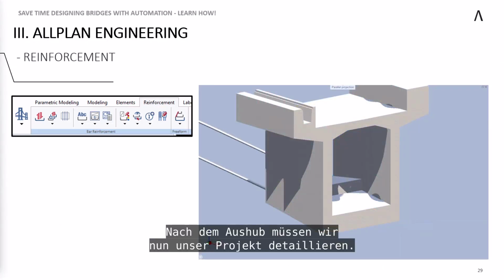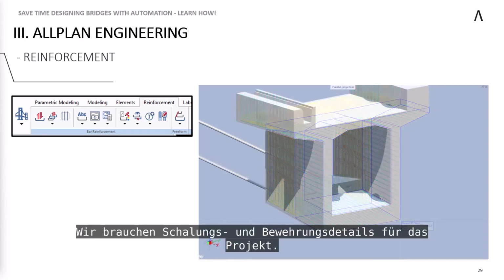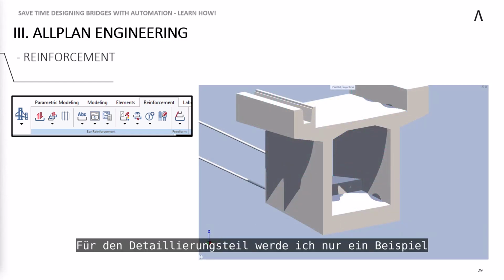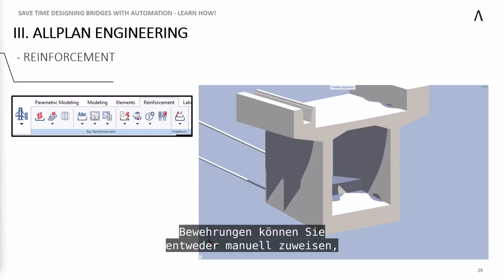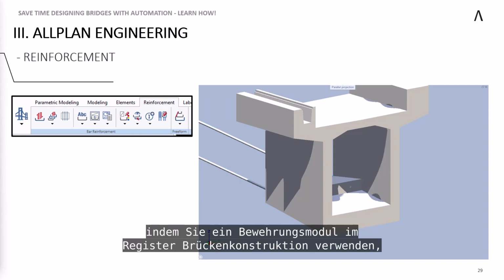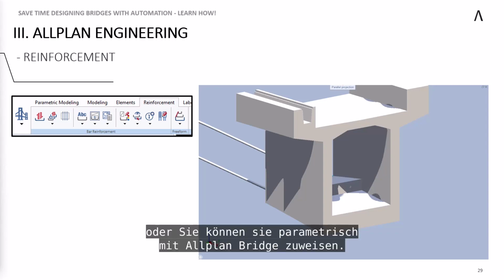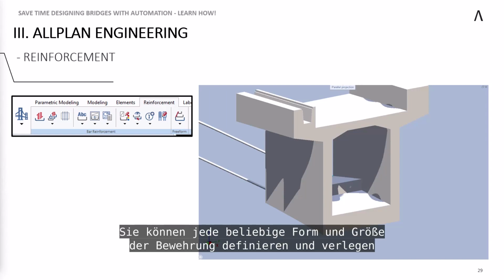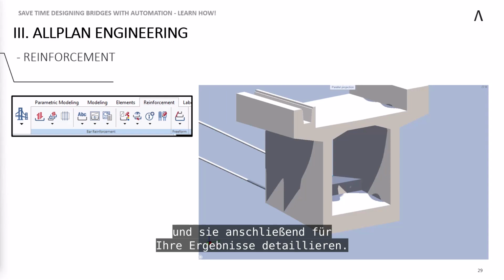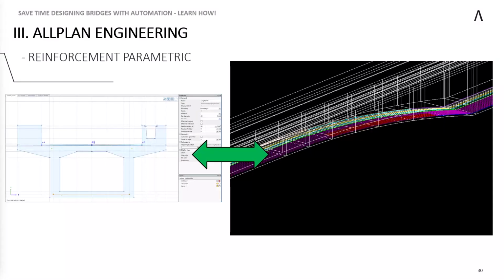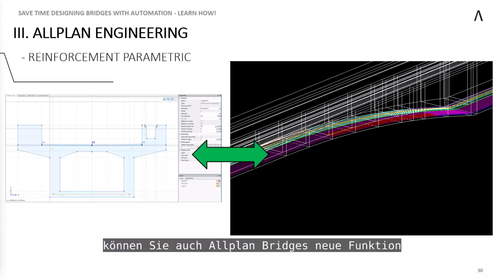Now, after the excavation, we need to detail our project. We need formwork and reinforcement details. For the detailing part, I will only give an example for assigning reinforcements and preparing deliverables with them. For reinforcements, you can either assign them manually by using the reinforcement module in the Bridge Construction tab, or you can assign them parametrically with All Plan Bridge. Any kind of shape and size of reinforcement can be defined and placed, and after that they can be detailed for your deliverables. For placing reinforcement, you can also use All Plan Bridge's new feature of parametric reinforcement.